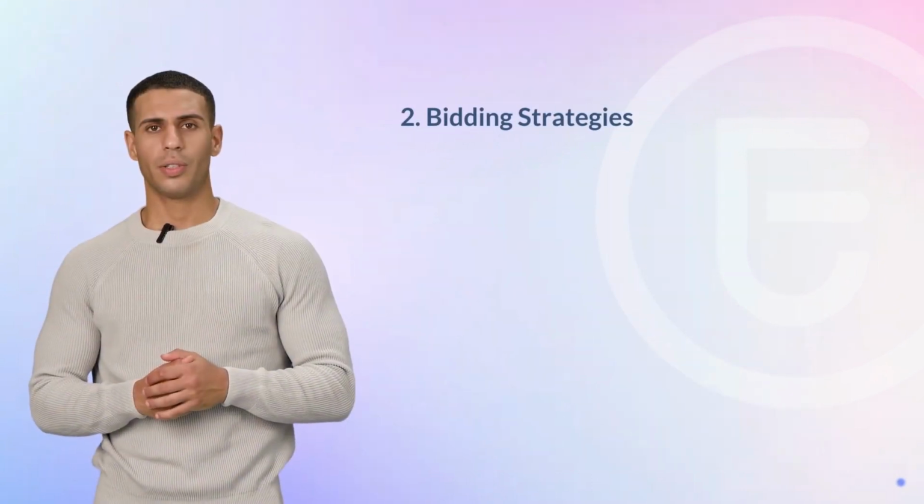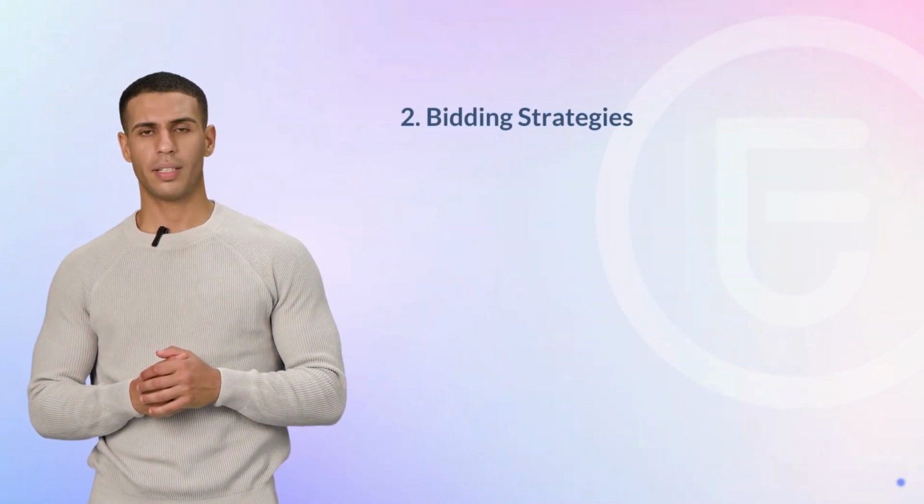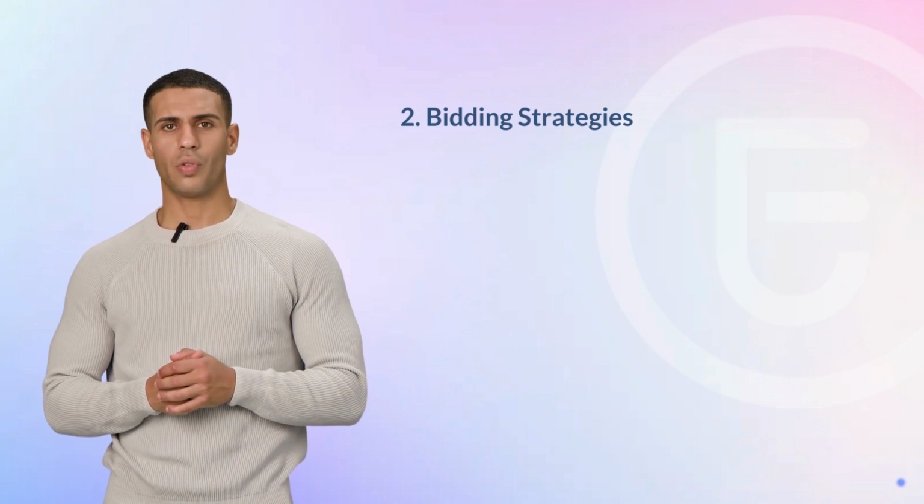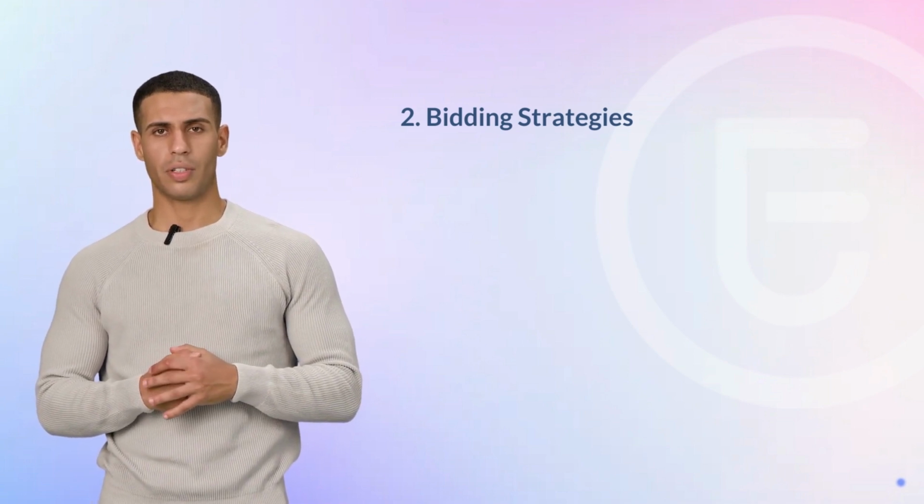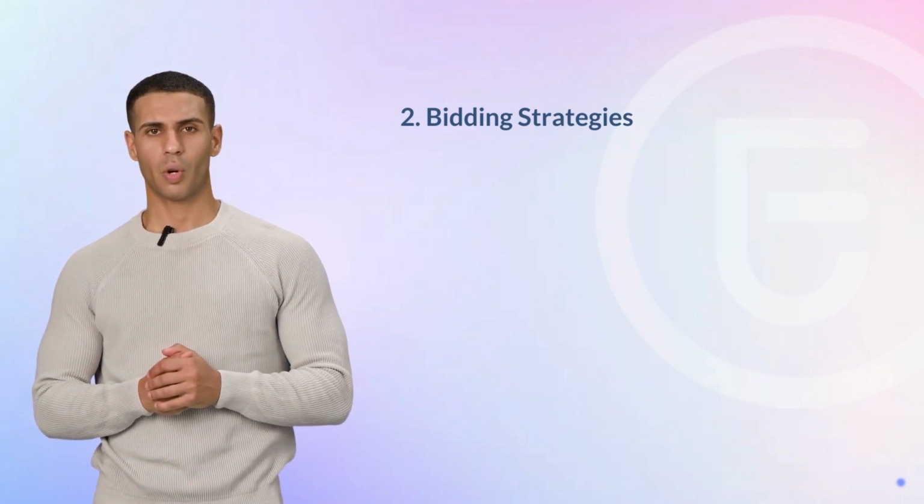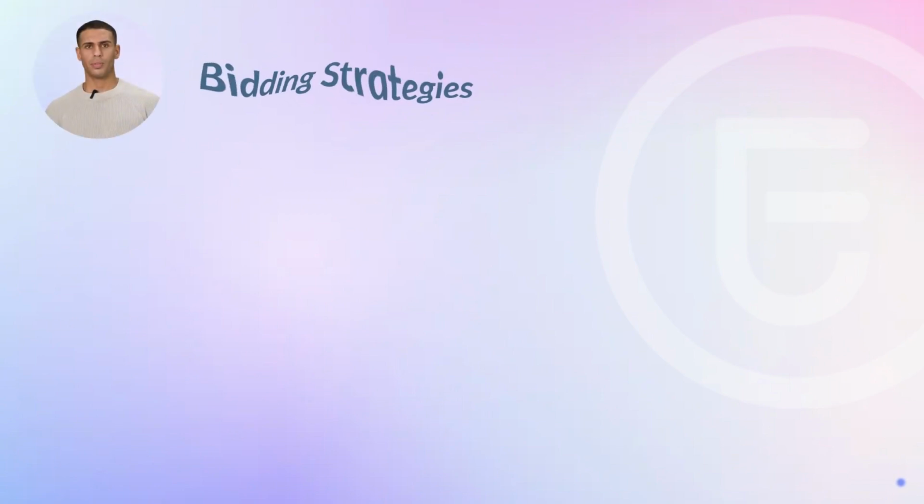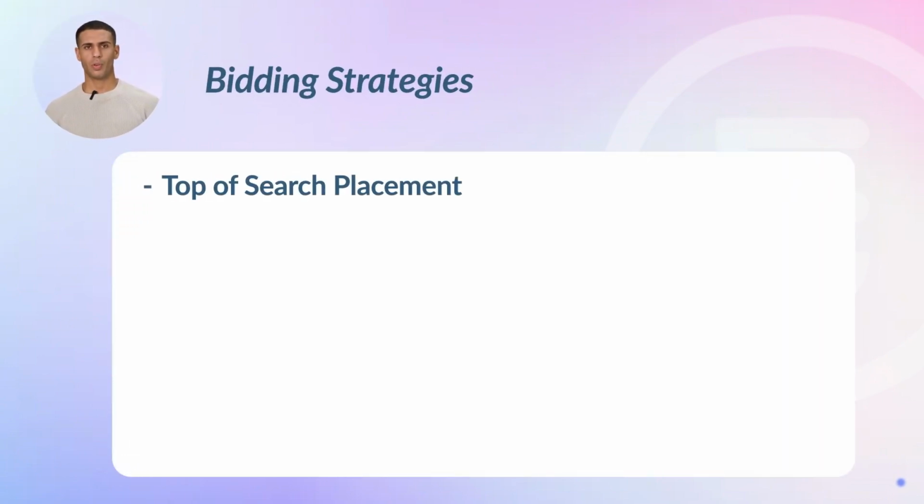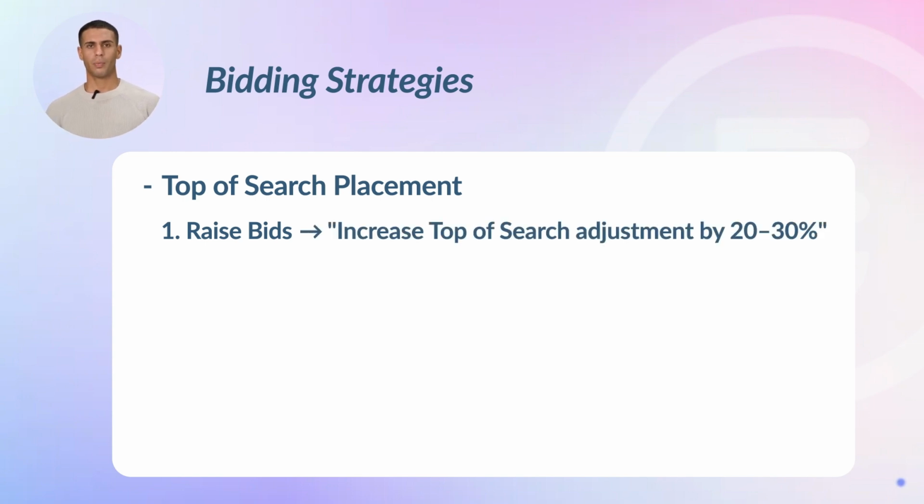Now that we understand the strengths and weaknesses of each ad placement, let's talk about bidding strategies, one of the key levers to optimize your placement and performance. First, for top of search. One of the most direct methods is to raise your bids specifically for this position. You can increase your top of search bid adjustment by 20 to 30% compared to other placements. This can significantly increase your chance of securing that top position.